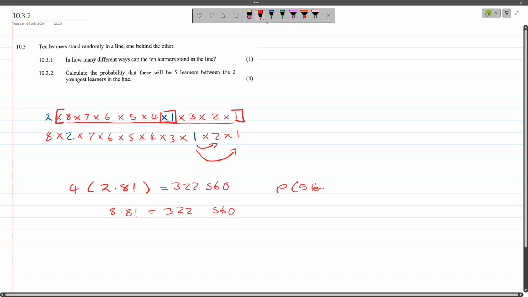And then now, what is the probability that there are 5 learners in between? So let's actually write that: 5 learners between. That will be equal to this value, 322,560 over 10 factorial. Now if you put this in your calculator, you can actually get a value which will be 4 over 45. That is the answer.